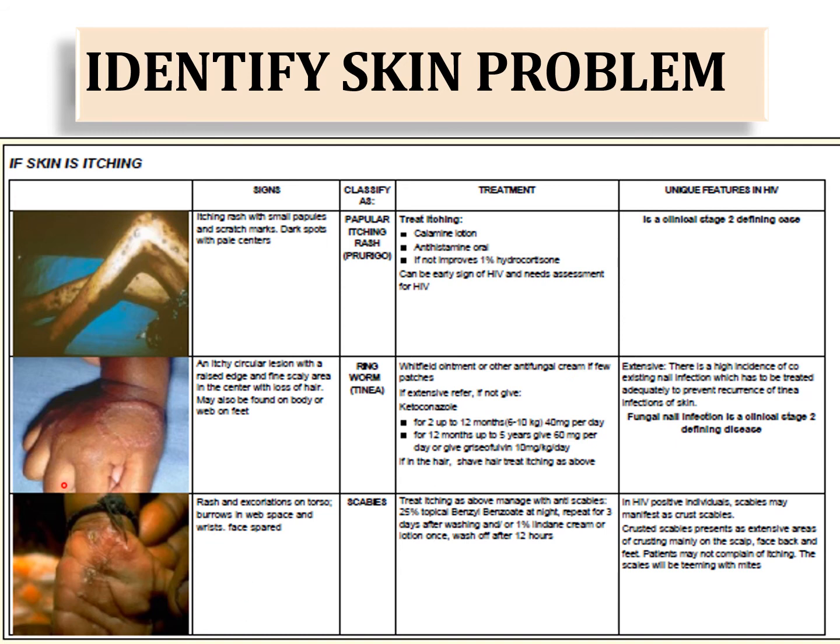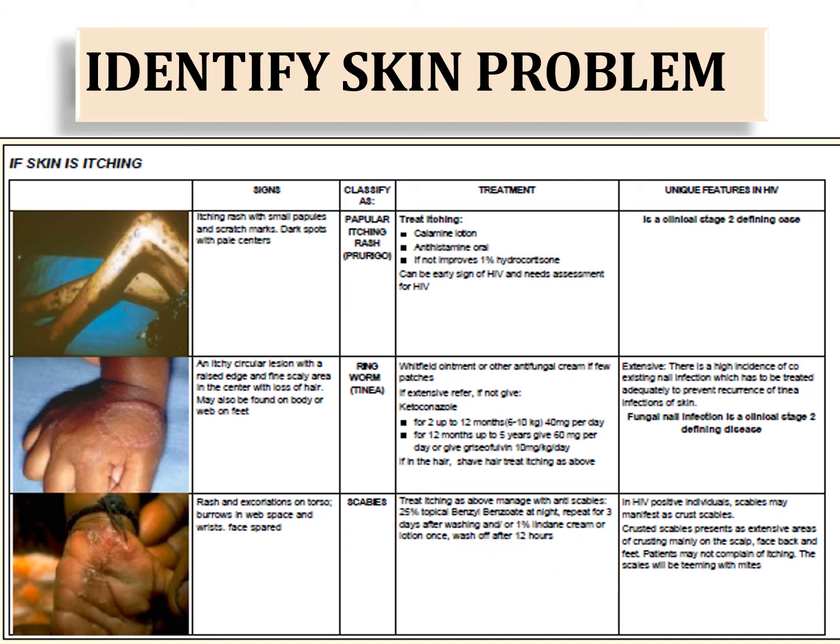For this lesion, this is a rash and excoriation on the torso, burrows in the web space and wrist, and the face spared. This is the common site for scabies. So what do you do? Treat the itching as above, and manage with anti-scabies like 25% topical benzyl benzoate at night. Then repeat for 3 days after washing. Or 1% lindane cream or lotion once, washed off after 12 hours.